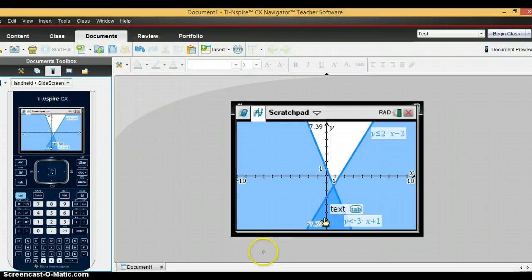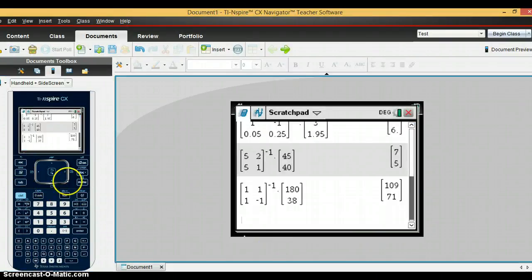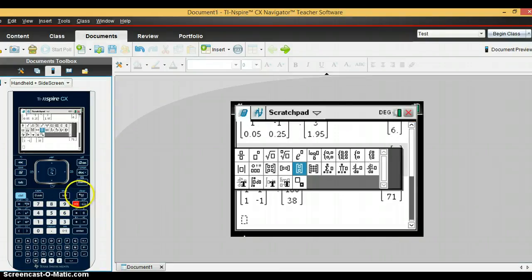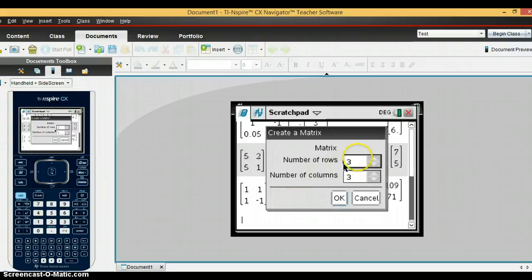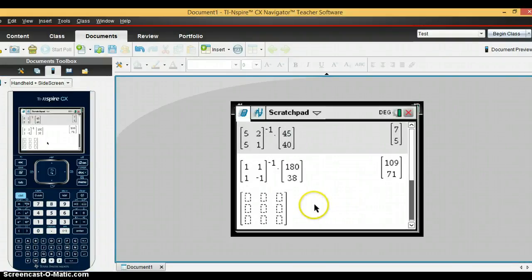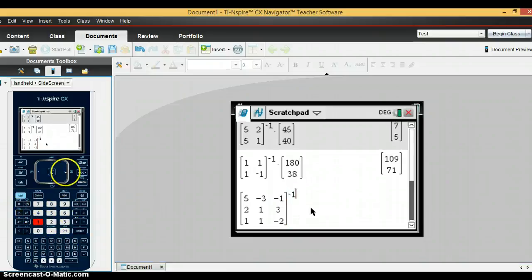Now, when we go to our calculator, where this is different, we're going to come back over here. We don't have a 3 by 3. We have to use this one, which looks like a 3 by 3, but it's going to allow us to pick what we want. So 3, 3, so that's what I want for that one. So we have 5, negative 1, negative 3, negative 1. Second row is 2, 1, 3. And the last row is 1, 1, negative 2. We're going to raise that to the negative 1.